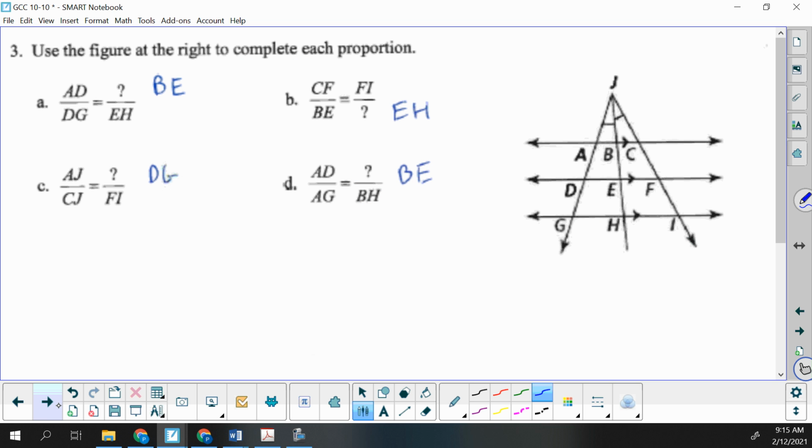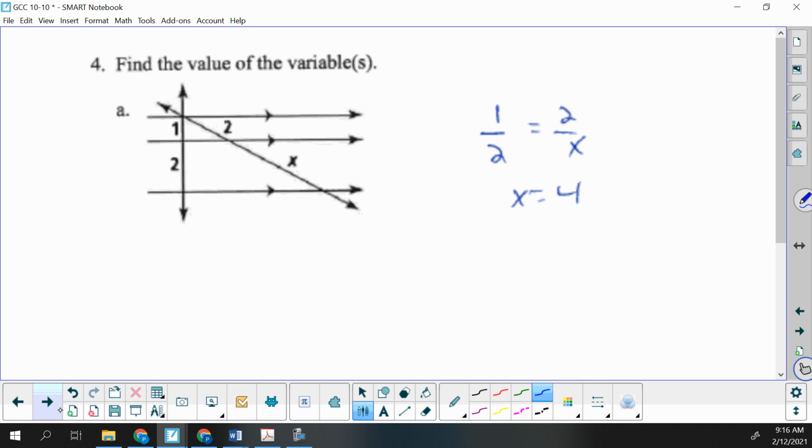In the next ones, just find the ones that match up. So A to D should match with B to E. Then we should have EH, DG, and BG, and BE for the last one. For this one here, 1 and 2 match up. So I use this 1 over that 2 equals 2 over x. Cross multiply, you get 4.